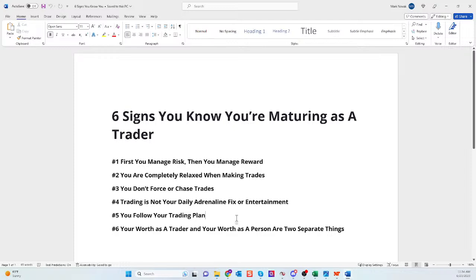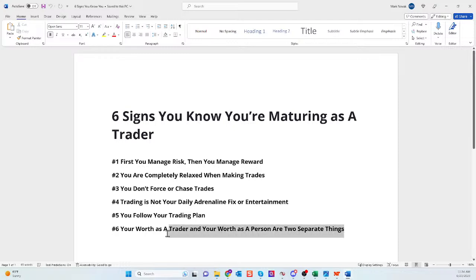But following your plan means that all of your trades look the same. Following your plan means that you're taking the same entry because the rules are met, not because of your emotion. It means that your stops are consistent. It means that you're using your chart reading. You're following a management plan.